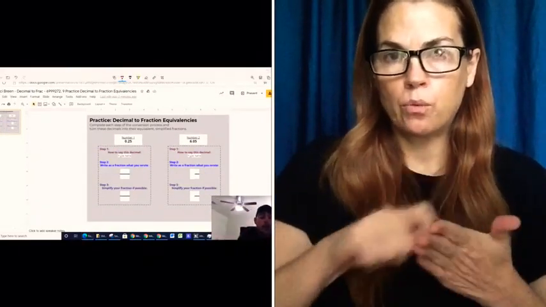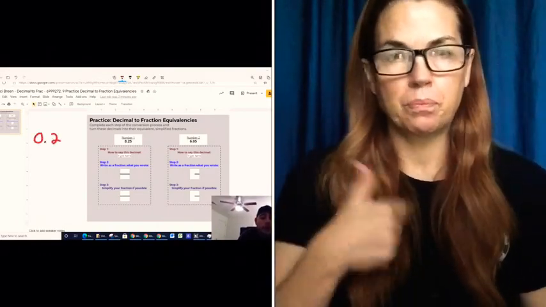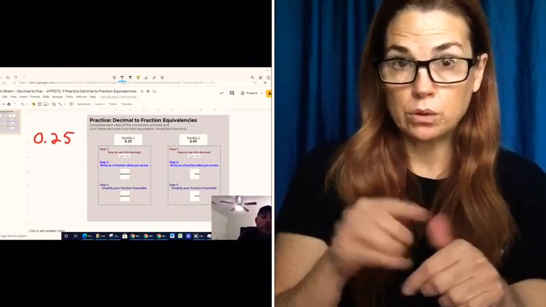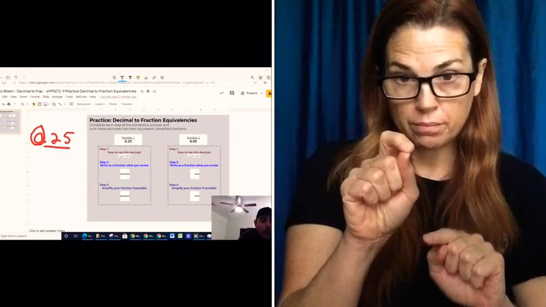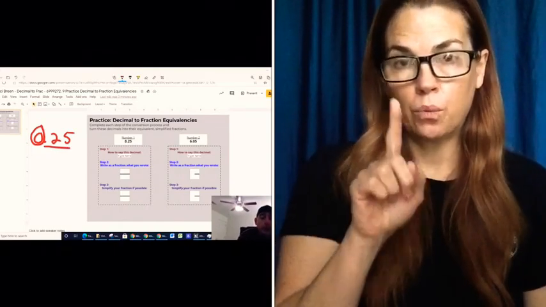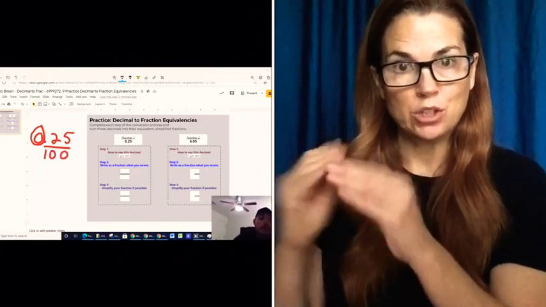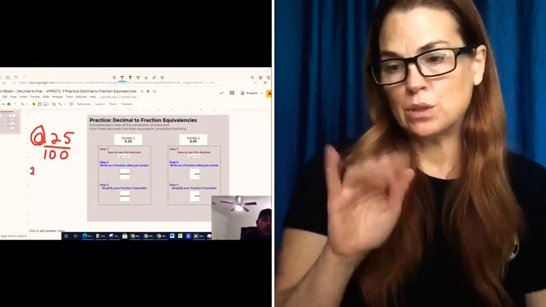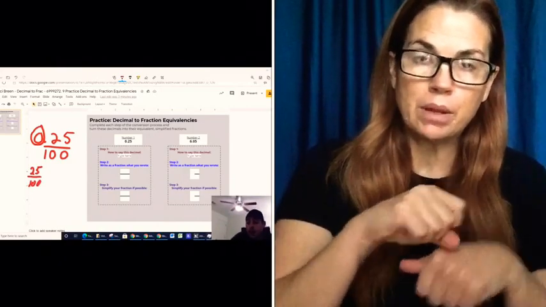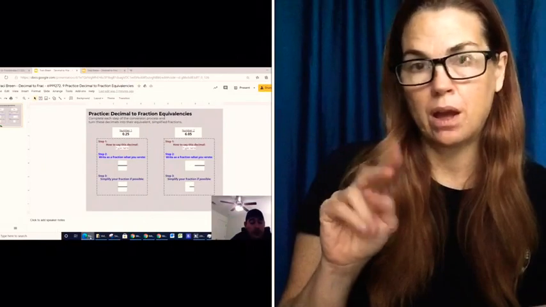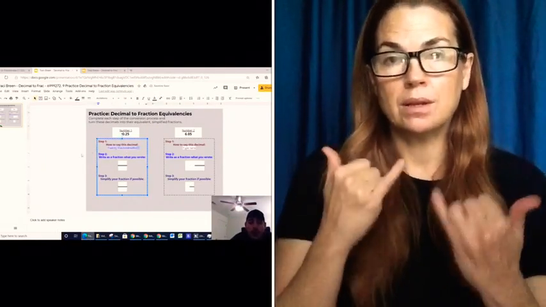So to figure out how to say this, what I'm going to do is write out my decimal. So I have 0.25, and like I showed y'all on the notes, you circle the whole number, and then underneath the decimal, I put a fraction bar. I'm going to put a 1 under the decimal, and a 0 under each digit. So this is 25 hundredths. Okay, so I'm going to go back to my assignment, and I'm going to type in 25 hundredths.